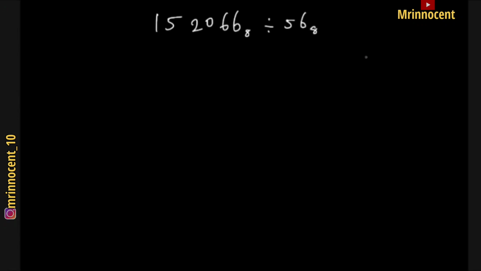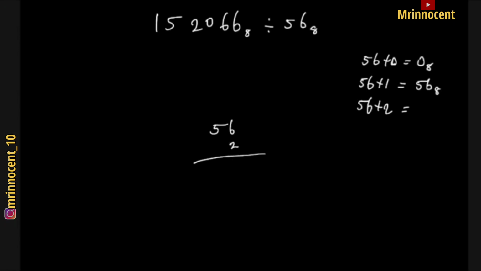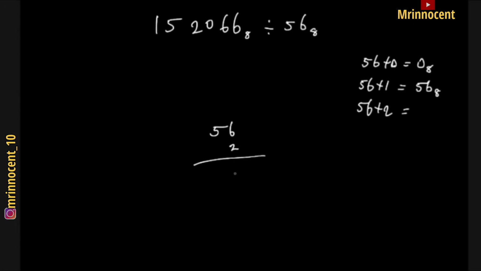So you have 56 times 0 equals 0 in base 8. 56 times 1 equals 56 in base 8. 56 times 2: 2 times 6 is 12. 12 in base 8 is 1, remainder 4. 2 times 5 is 10 plus 1 is 11. 11 in base 8 is 1, remainder 3. You have 1, 3, 4 in base 8.